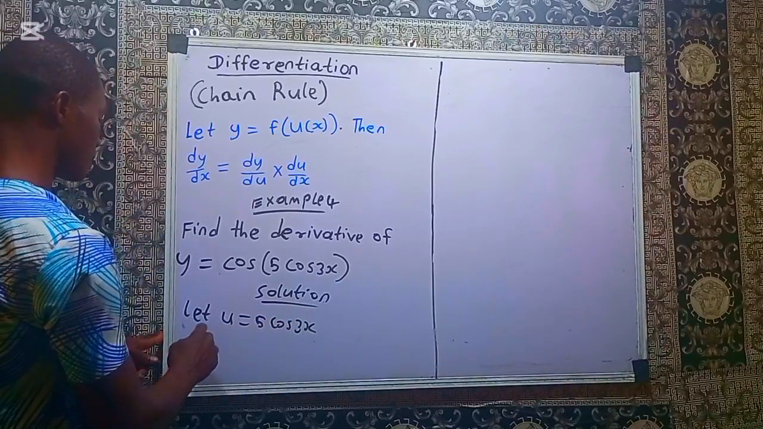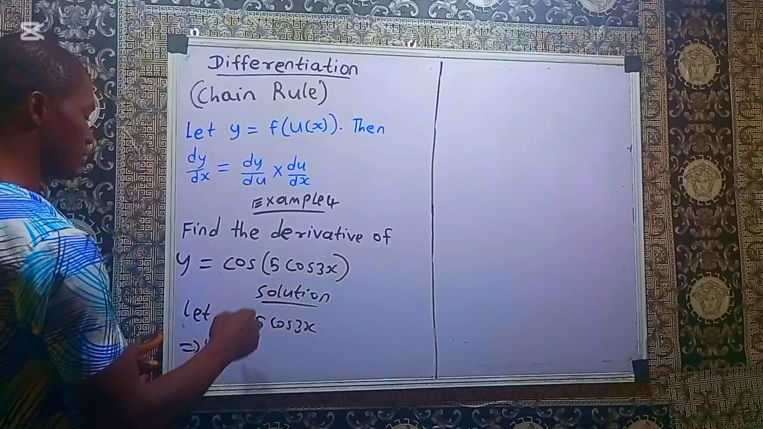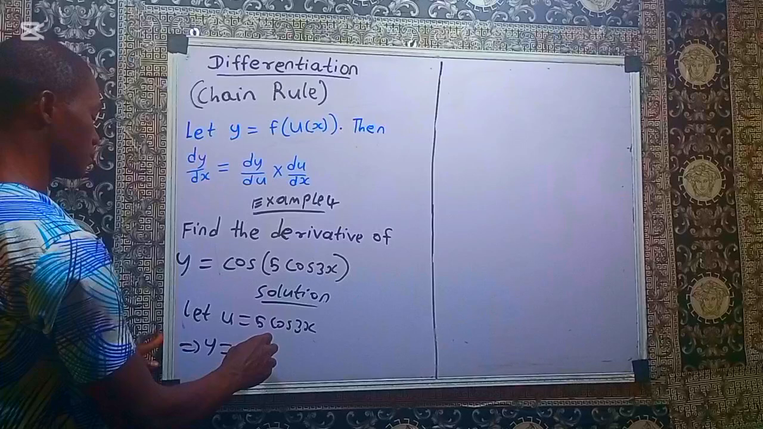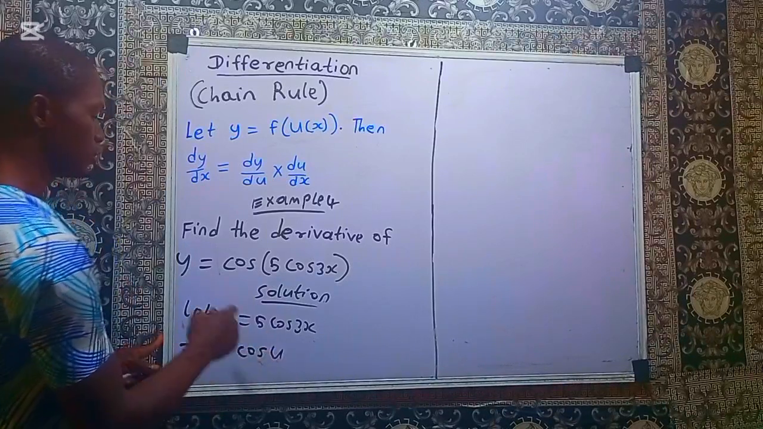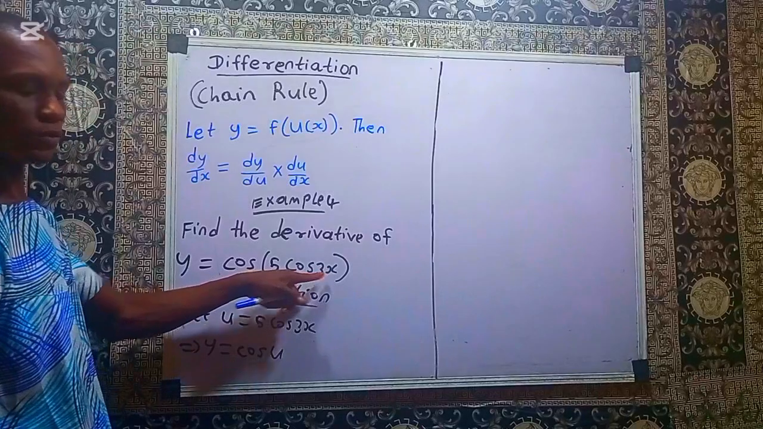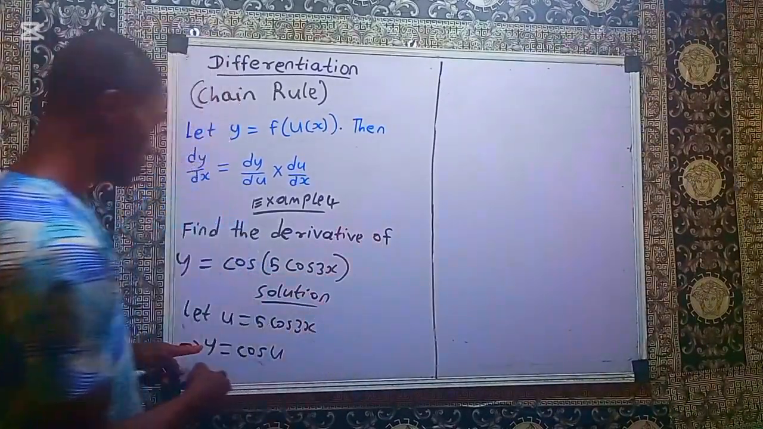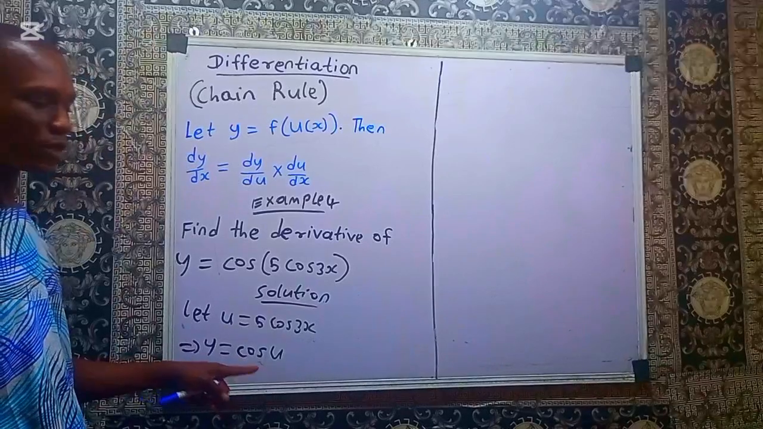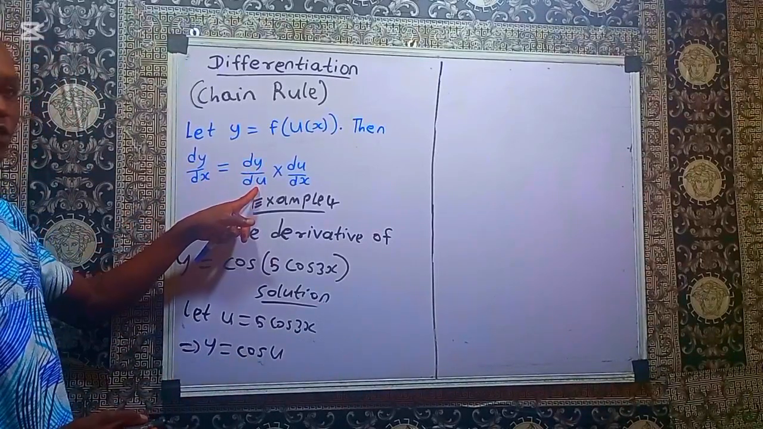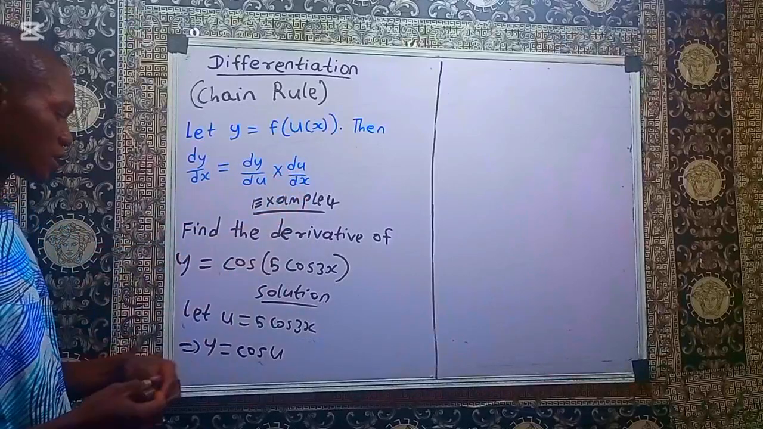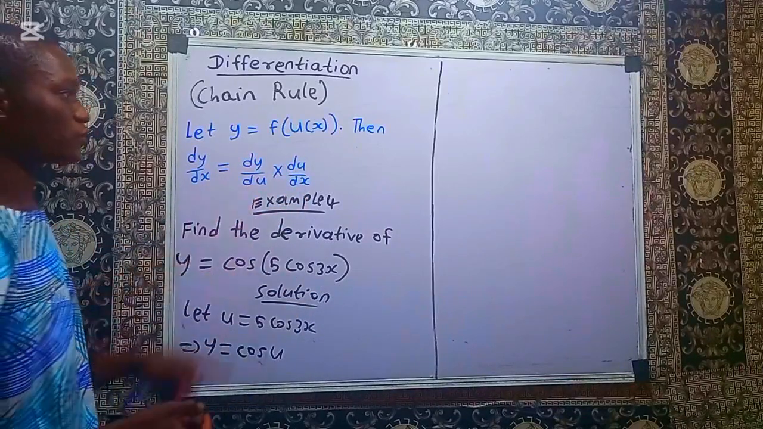Then this implies that y will be equal to, if the whole of this is u, cosine of u, because I've got the whole of this as u. Then y will be equal to cosine of u. So because we have that y is cosine of u, by the formula we need to differentiate y with respect to u, then differentiate u with respect to x. And we have called this quantity u. So let's differentiate y with respect to u.